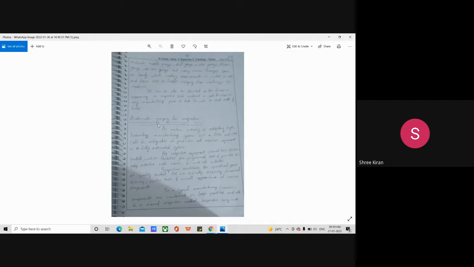So in the case of automatic gauging for inspection, the modern industry is always adopting high technology manufacturing solutions. Why do we do all this? What will be the output if we have high technology manufacturing solutions, or what is the requirement? Can someone tell me?